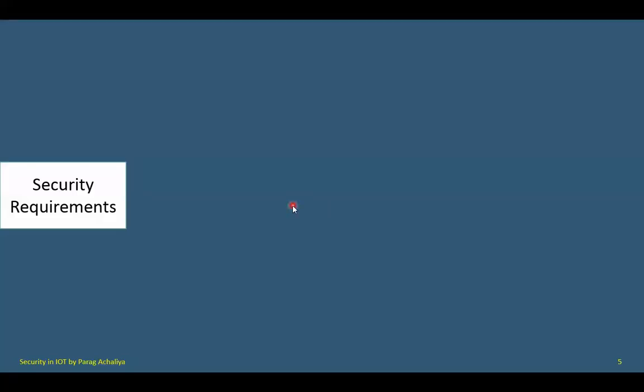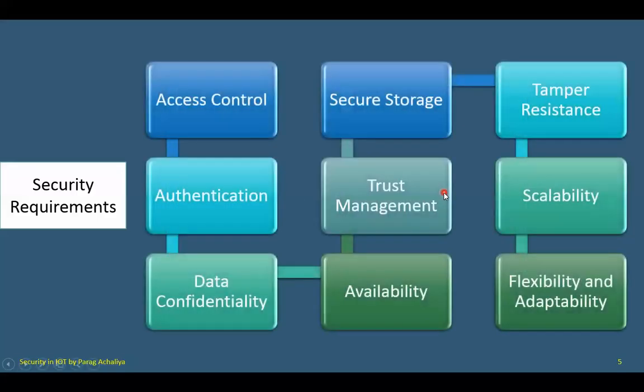Today we will see security requirements in IoT. So these are some security requirements that can be required in case of implementing IoT security for various devices as well as for the network: access control, authentication, data confidentiality, availability, trust management, secure storage, tamper resistance, scalability, flexibility, and adaptability. These security requirements need to be focused on while implementing any IoT application.